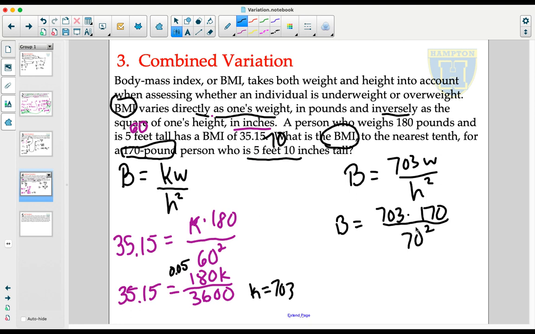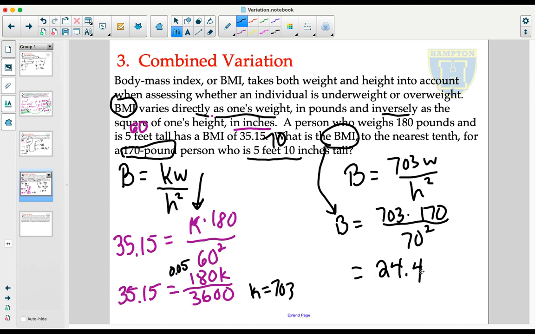The whole idea is that the only variable standing on the second time around should be B. The first time around, it's going to be k. The second time around, it's going to be B, because you're figuring out for this problem a new body mass index for a new weight and a new height. But now you know what k is. So if I multiply out 703 times 170 over 70 squared, you can check the math on this, but you end up with a body mass index of 24.4.